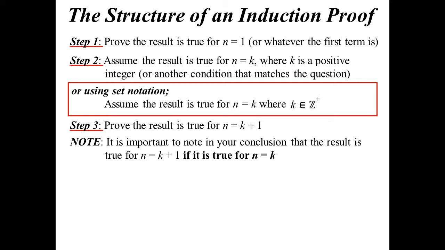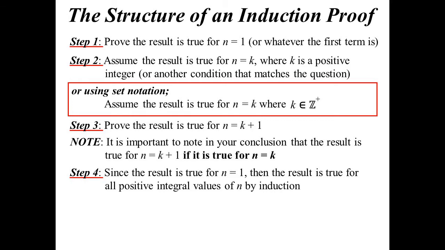So we will end up showing that it is in fact true for k plus 1 if it's true for k. So if it's true for k, then it's true for k plus 1. That is so important in the conclusion. And that's why I've bolded the last bit. A lot of people leave off that bit, but that's the whole key to the proof. And then you conclude it.